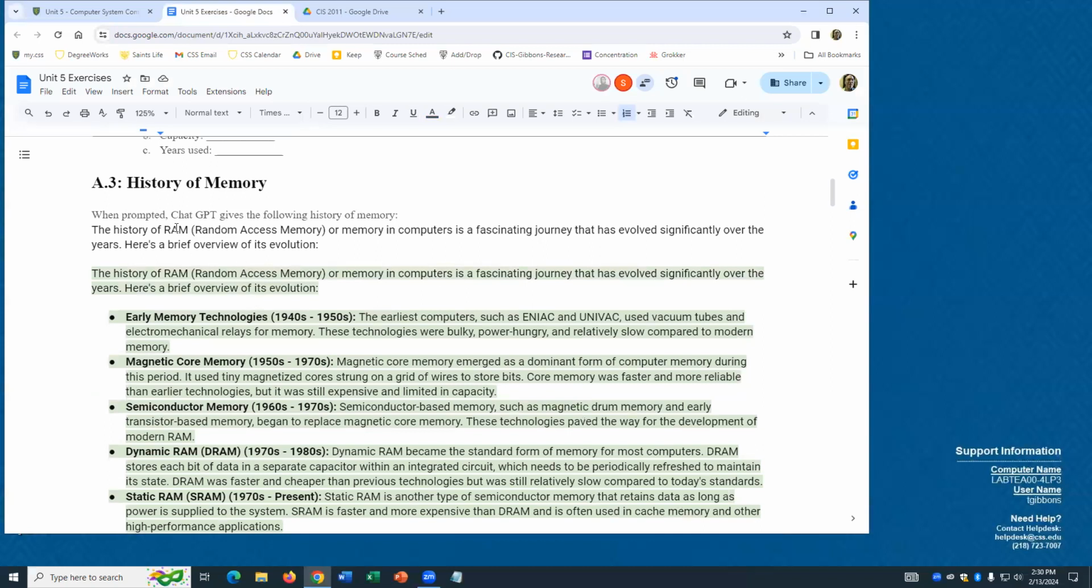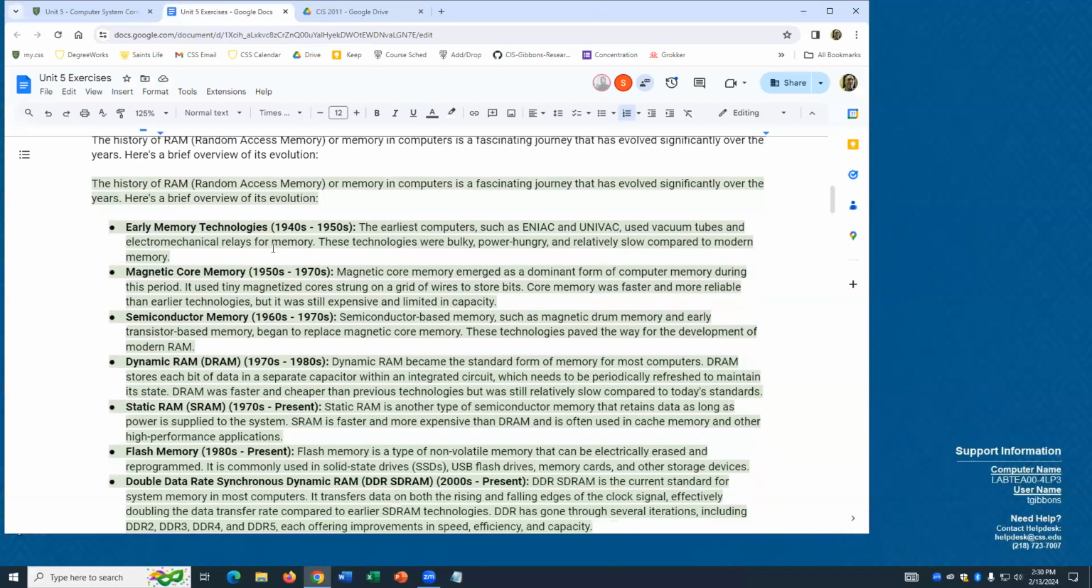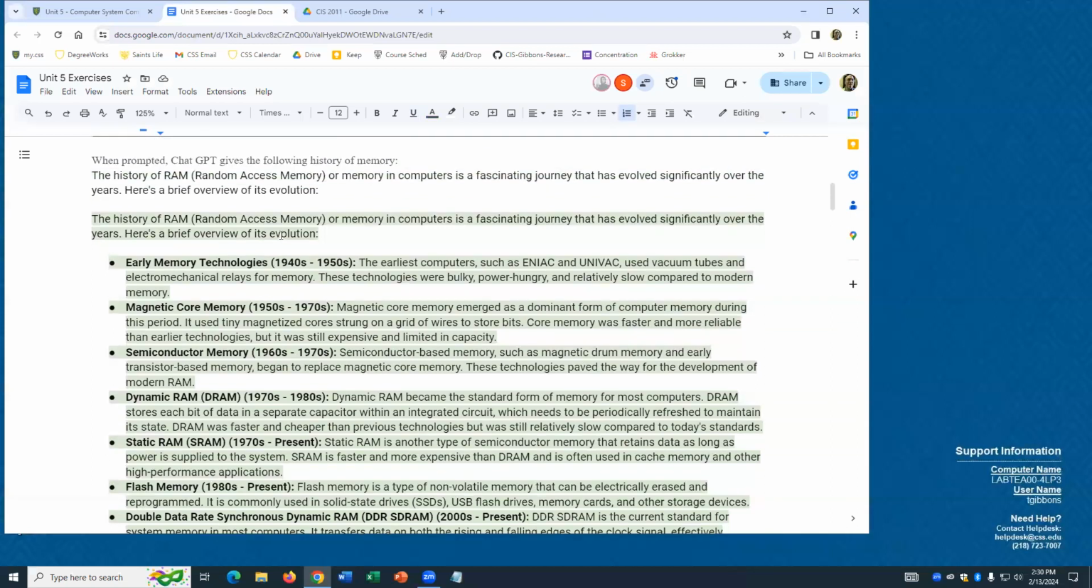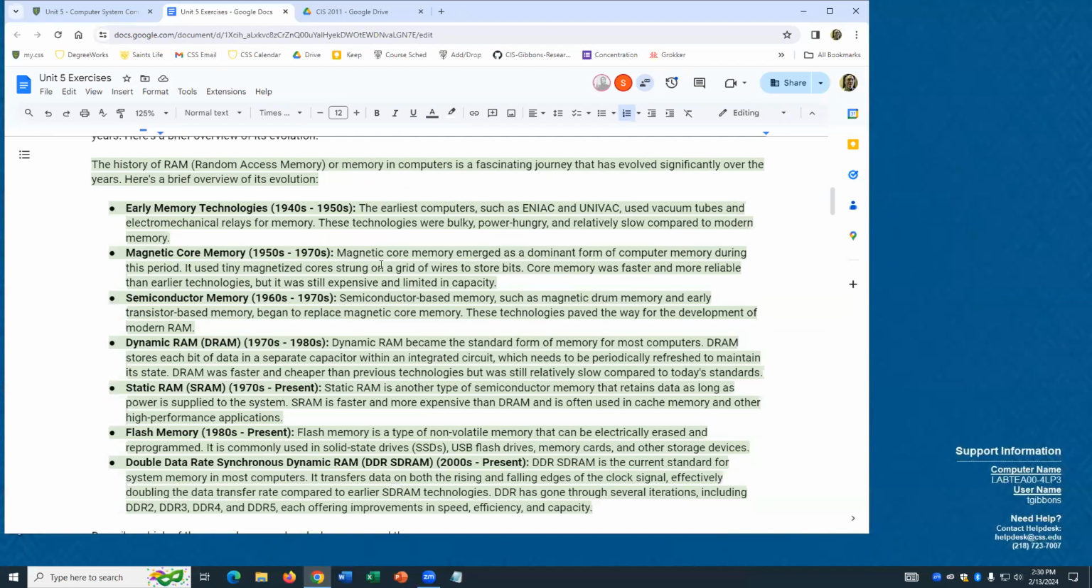We're going to talk a little bit about memory here, which we started talking about with RAM. So this is volatile memory.